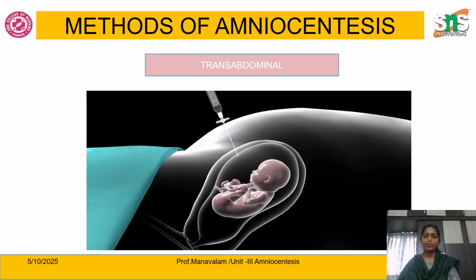Before doing this procedure, certain preliminary steps we have to follow. First, this is one type of invasive procedure, so definitely we have to get consent from the parent, that is, from the mother. After getting consent, we have to make sure of the mother's health as well as fetal health by measuring the fetal heart rate and the maternal vital signs.